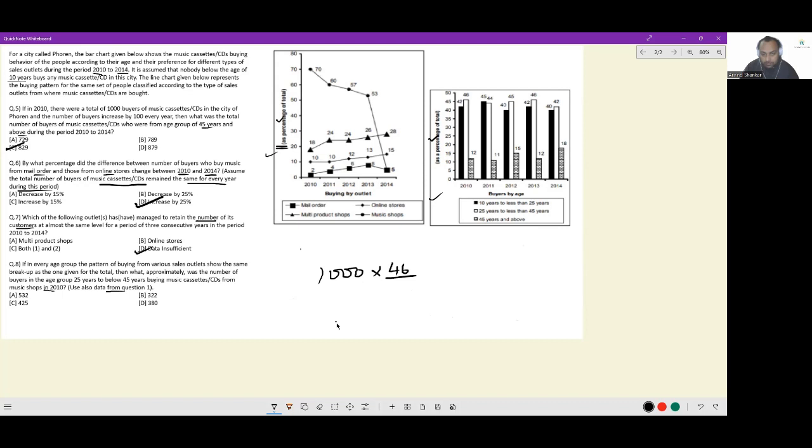46% of this. And what group are we looking at? The ones who buy it from music shops. Music shops was 70%. So this is the figure we have to calculate. The final number we are seeking is 46 into 7. So 40 into 7 is 280 and 6 into 7 is 42. So it adds up to 322, and the correct answer choice will be option B.